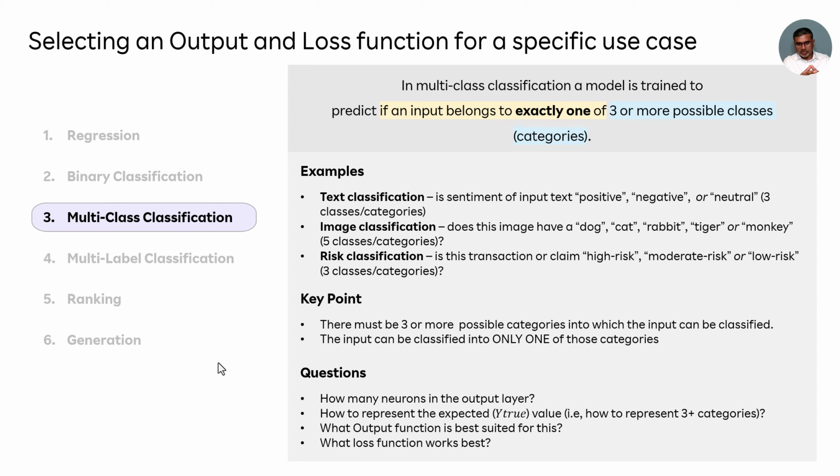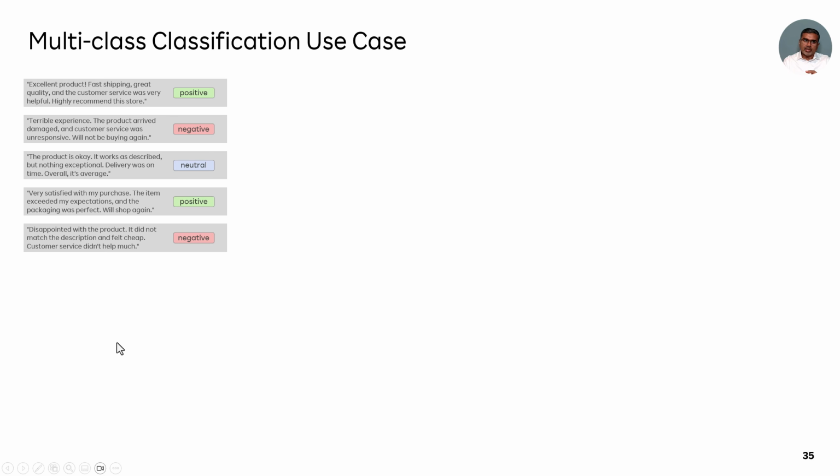So obviously the questions are, how many neurons do you think would be needed in the output layer? And how would you describe the y true value, especially given that you have three or more classes and have to classify the input into one of them? So first we need to understand, how do you provide this three or more as a ground truth value? Do you use an array? Do you use a scalar? What is it that you use? That's something that we need to understand. And of course, what is a good output function and what is a good loss function for this? Okay, let's go ahead and look at that.